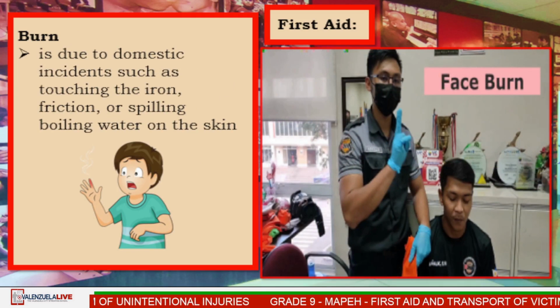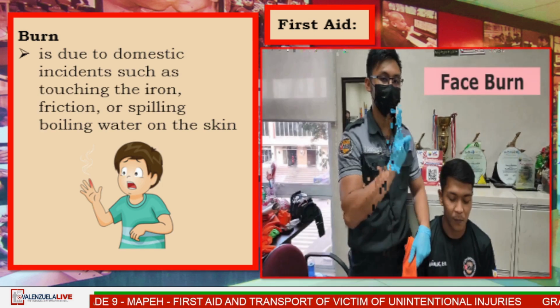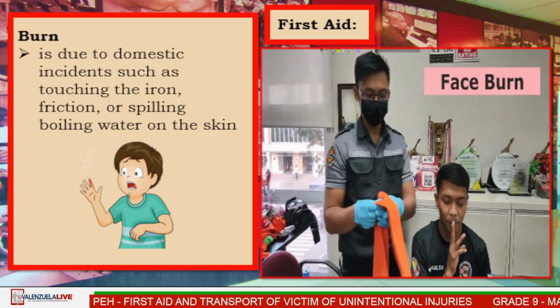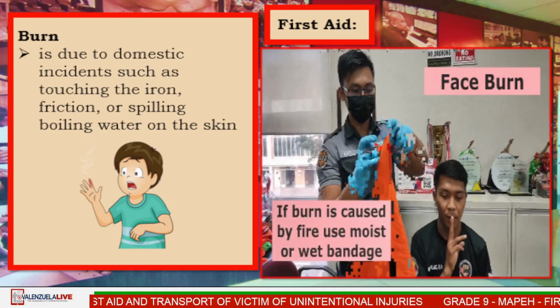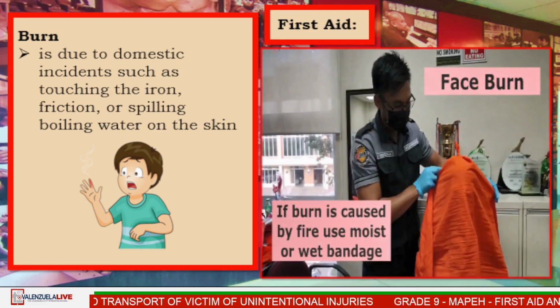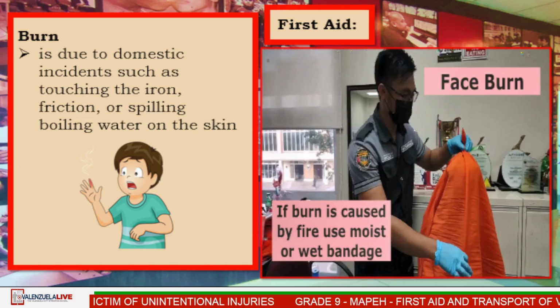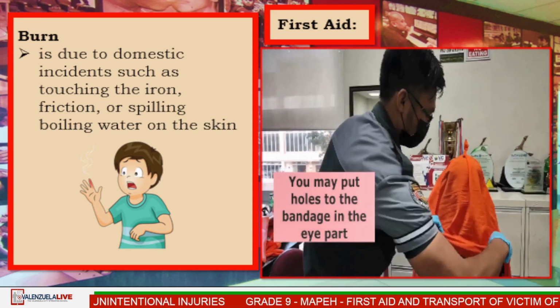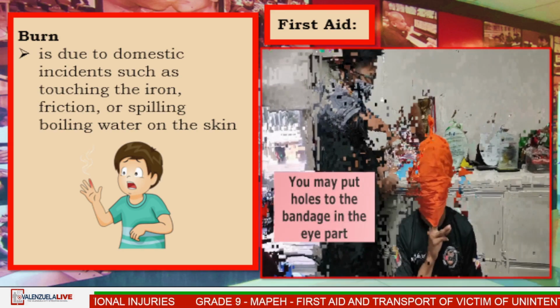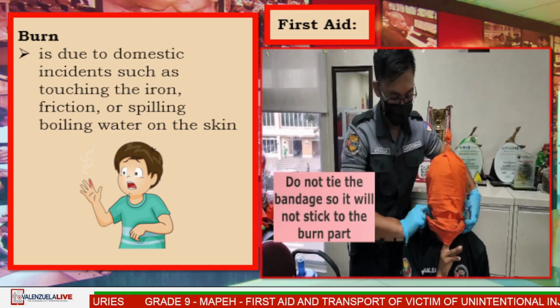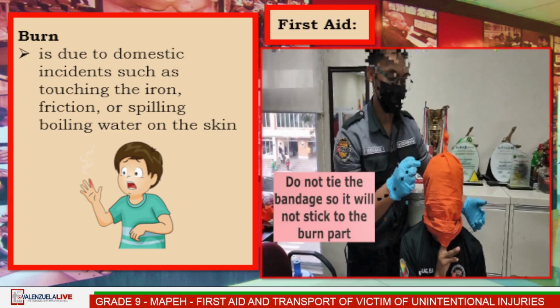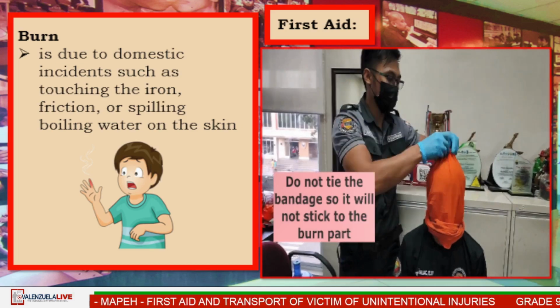Burns are often due to domestic incidents such as touching a hot iron, friction, or spilling boiling water onto the skin. First aid technique: here is a burn case in the hand and chest, and the appropriate bandage technique to use as first aid. For severe burns, help the victim to lie down and prevent the burnt area from coming into contact with the ground, and immediately call for medical assistance.